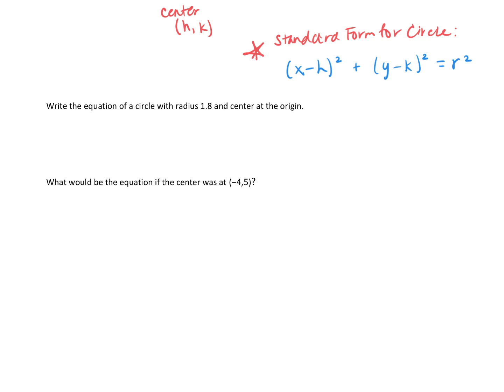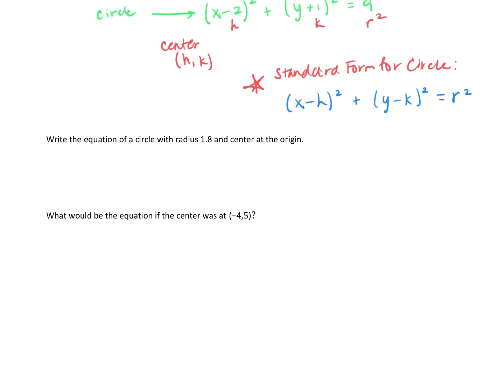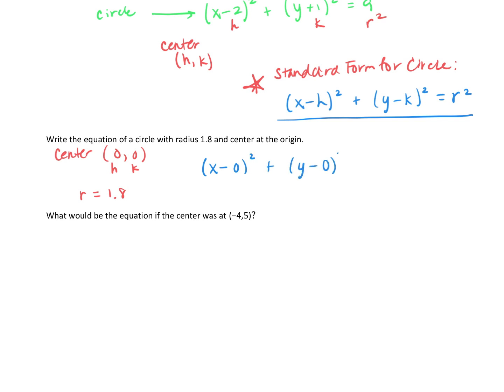All right, so now that we know a little bit more about how to write a circle, let's write an equation of a circle that has a radius of 1.8 and the center is at the origin. So what we know is the center of the circle is at (0, 0). That's our h and our k value, and we know our radius is 1.8. So if we follow our equation of a circle up here, we're going to say x minus, and then our h is a 0, squared, plus y minus the k, which is a 0, squared, equals 1.8 squared.